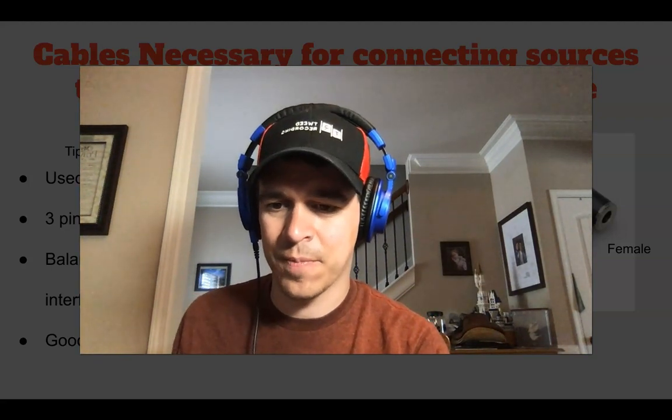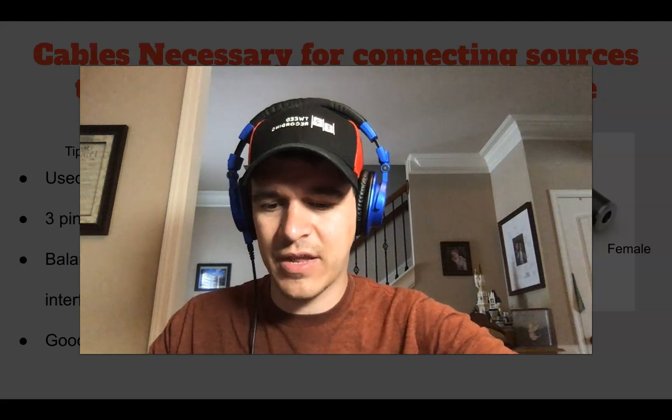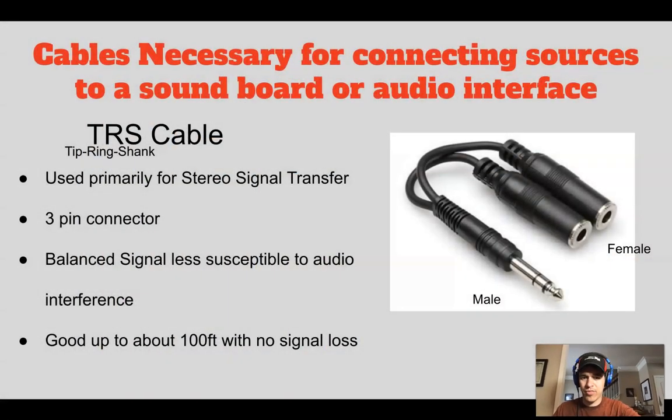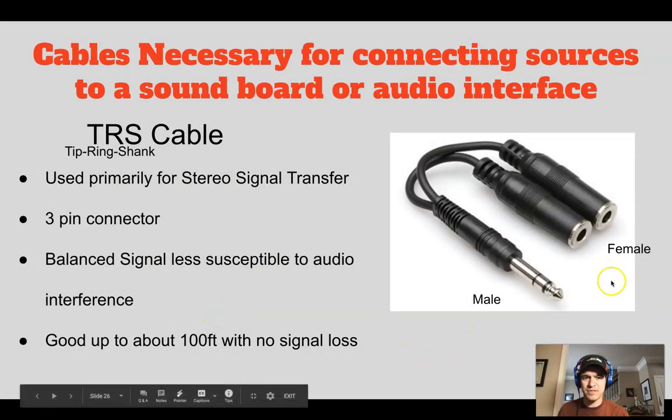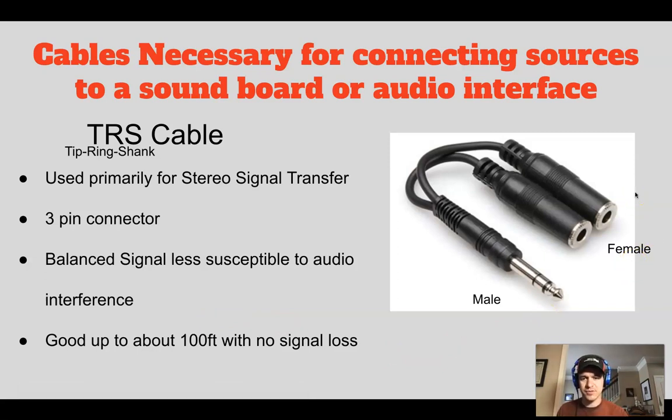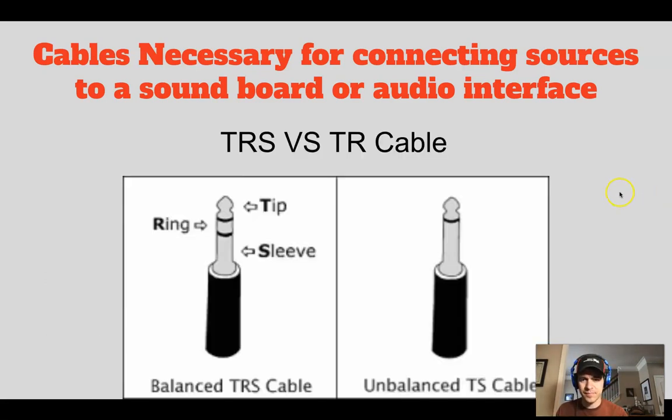So that is a TRS cable. This is good for about 100 feet, so much longer without causing major amounts of signal loss. And most of the time, this is for connecting stereo signal transfer or 2-channel signal transfer. So here we go. The TRS versus the TR cable. You can see the tip, the ring, and the sleeve or the shank. Either way you want to think of it, tip, ring, sleeve. And this is just tip and ring. You don't have a separate sleeve connection.